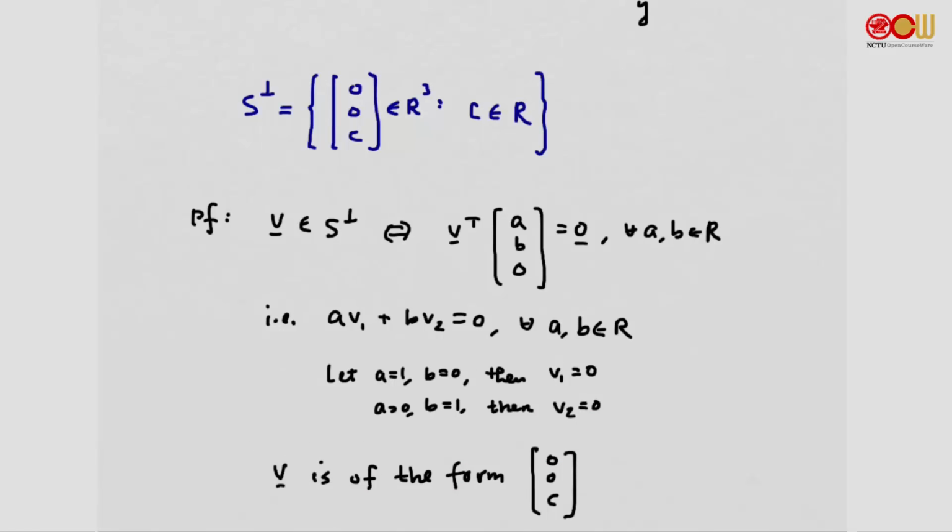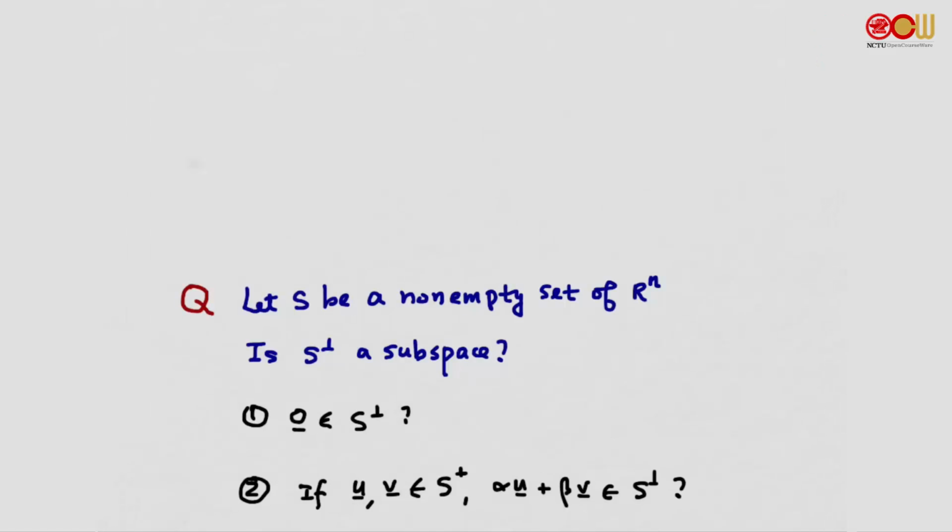So, V is of the form that the top two entries are equal to 0. So, S perp is of this form. It's simply the z-axis. Now let's talk about some property of S perp. Suppose S is a non-empty set of Rn. Is S perp a subspace?